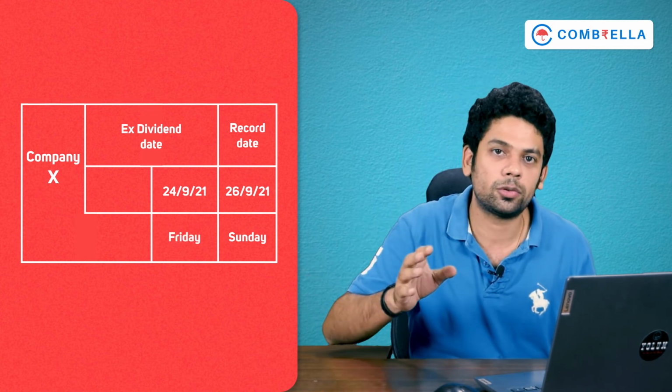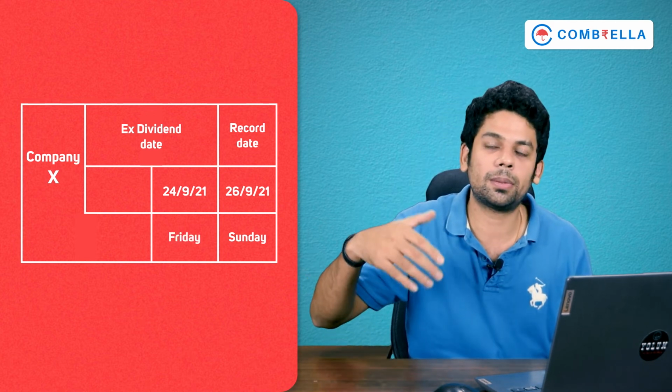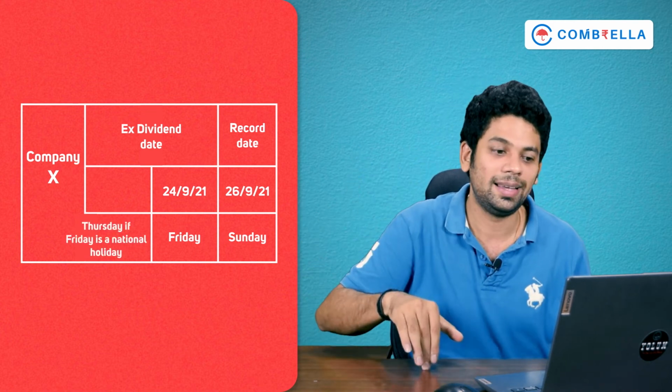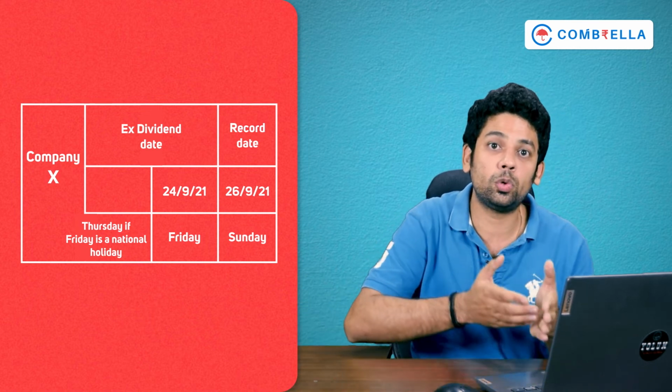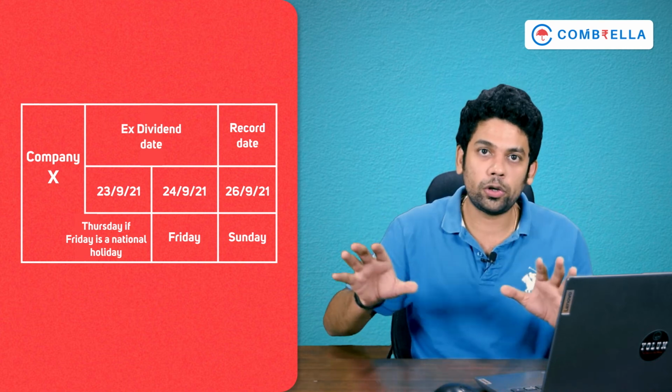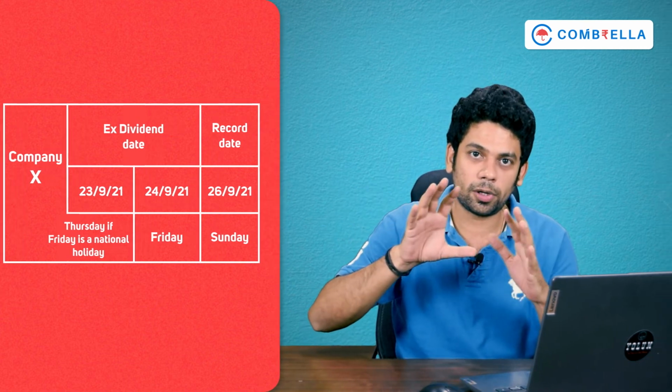And assuming 24th of September is a national holiday, some festival or something, then the ex-dividend date will be moved to 23rd of September. Okay friends, so now I hope you understood the concept of announcement date, ex-dividend date and record date, and only when you purchase the shares before the ex-dividend date will you be eligible to get the dividend.